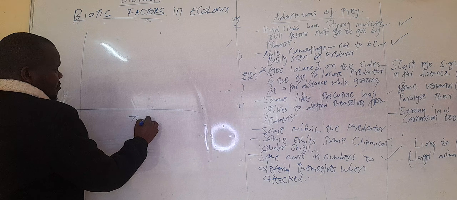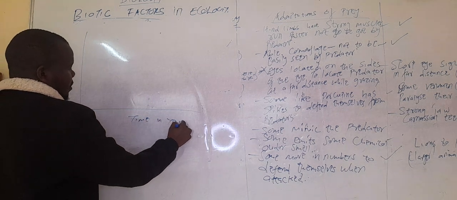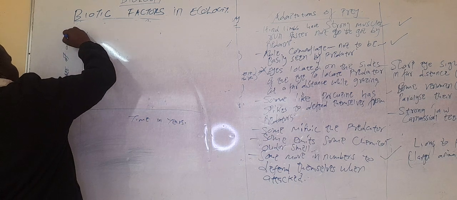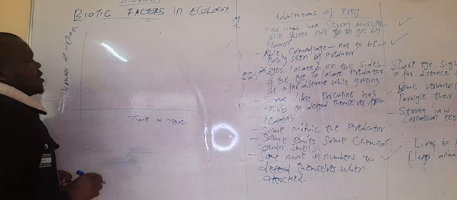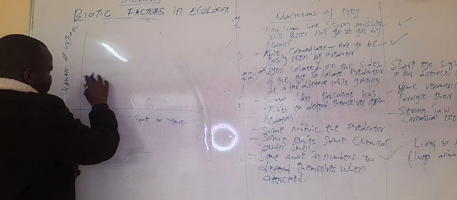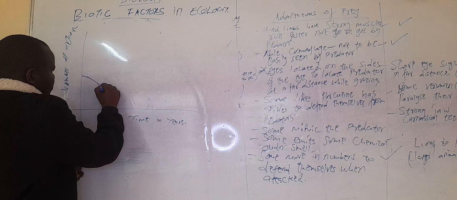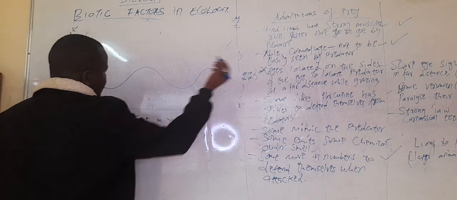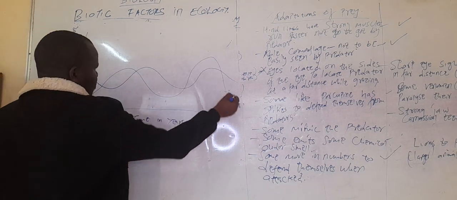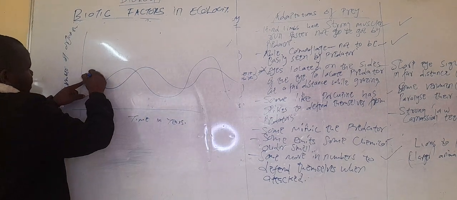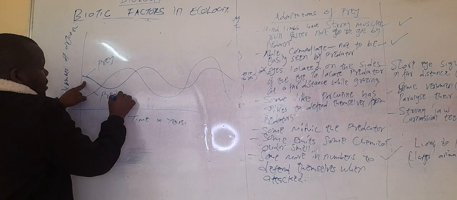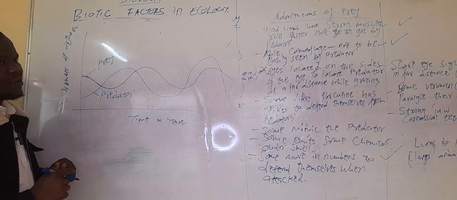This one is about time, maybe in years, right? Then this one is the number of organisms. And the organisms that I'm dealing with are a predator and a prey. So the graph will be this way. It will be moving in that manner. Then the other one will be moving this way. So the first one here will be the prey. Then this other one will be our predator. So this is the graphical representation.